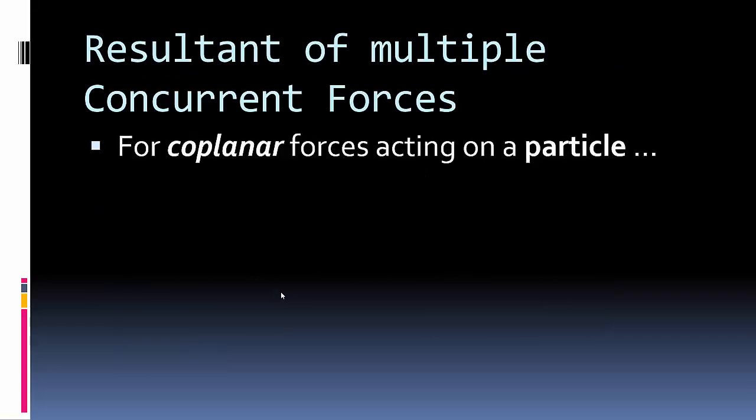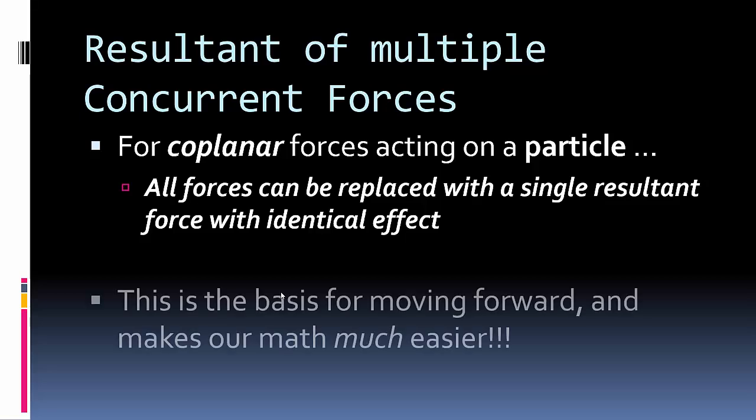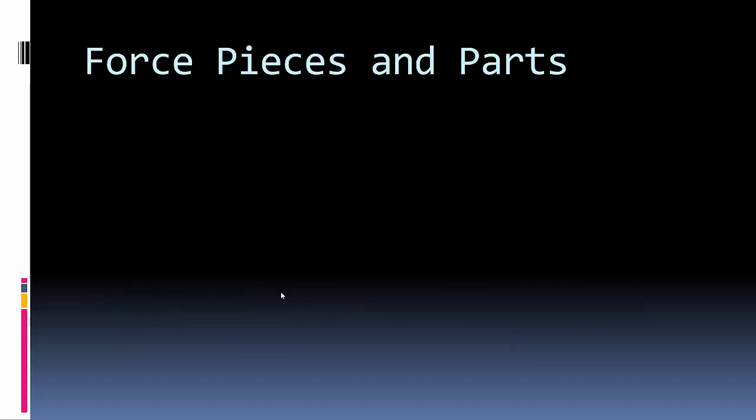Okay, resultant of multiple concurrent forces. For coplanar forces acting on a particle, remember coplanar, all forces can be replaced with a single resultant force with identical effect. So what is that saying? If there are 10 forces acting on this particle, you can replace those 10 forces with one special vector that has the exact same effect on that particle. This is the basis for moving forward and makes our math much, much easier. And this is extremely important. We can go from having many, many different forces, many different vectors, and replace them with a single force vector and have the same effect.